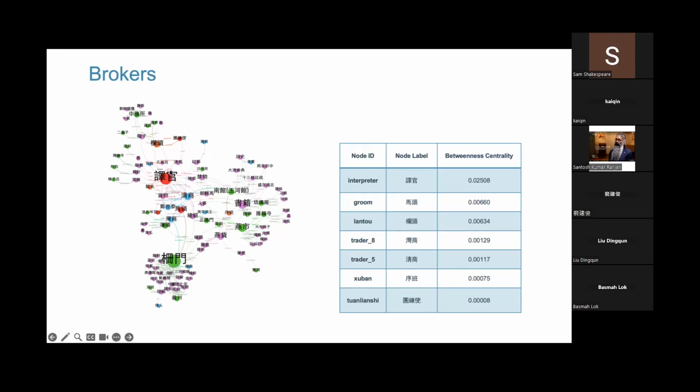Of course, I did some data cleaning work here again. For example, in the text, they may use different terms for interpreters, 译官. Sometimes they call it 通译, sometimes 通关, sometimes 翻译. Because they all refer to one category, interpreters, I choose one label to unify these nodes. So after unifying these terms, I export the data to Gephi and visualize the trade network in another way.